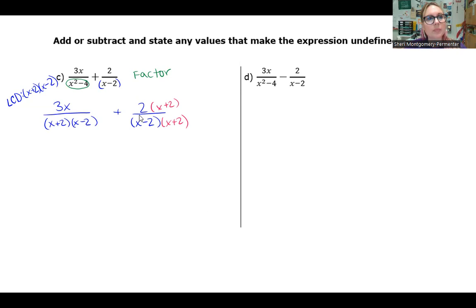When I do that, I can combine them now as long as the denominators are the same. I'm going to put them together and the denominators will stay the same, x plus 2 and x minus 2. For the first fraction, nothing changes because I'm not multiplying by anything, so I get a 3x. But I'm going to add 2 times x plus 2, so I have to make sure that I distribute as I rewrite it. So plus 2x plus 4. From here, I can identify any restricted values. X cannot be equal to -2 and +2.